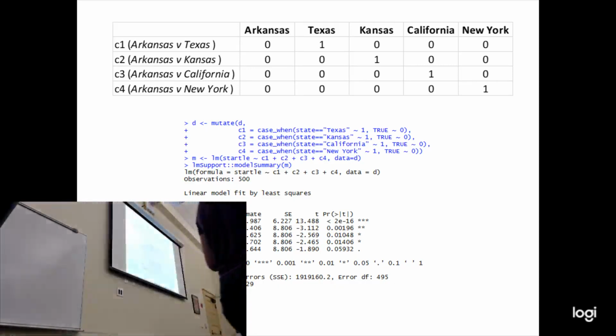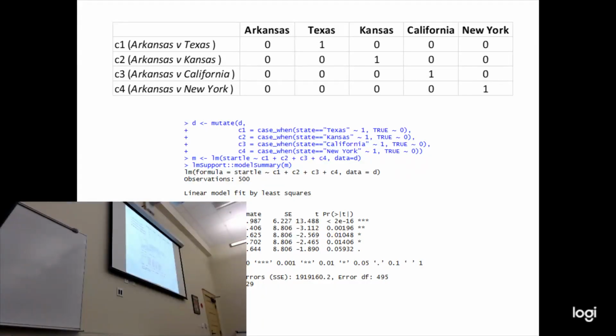We've learned how to approach problems like this before. So you can literally create those contrast variables in your data frame, add them as predictors, and fit a model using LM. And you get some results like this.